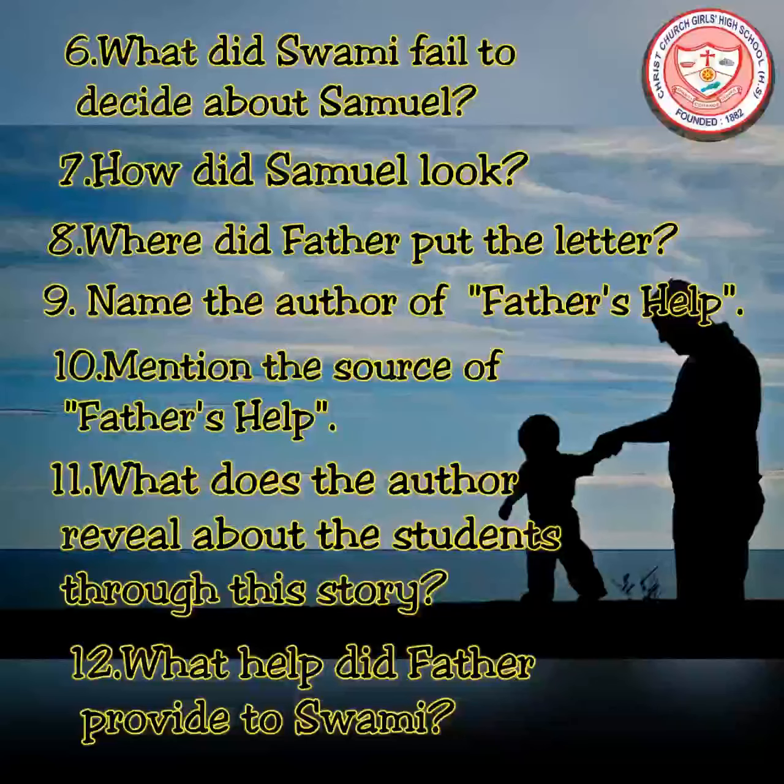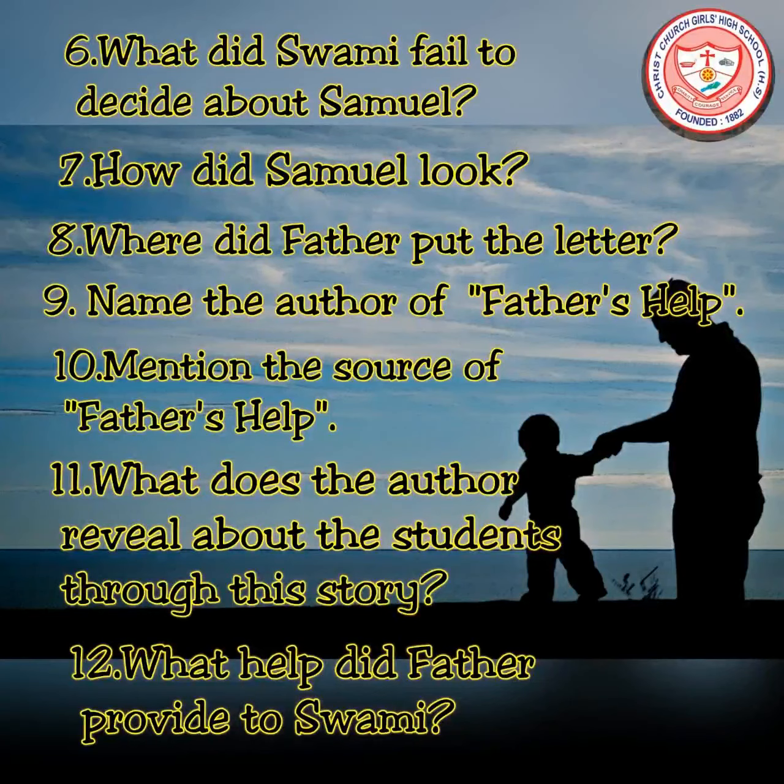Question number 6. What did Swami fail to decide about Samuel? Number 7. How did Samuel look? Number 8. Where did father put the letter? Number 9. Name the author of Father's Help. Number 10. Mention the source of Father's Help. Number 11. What does the author reveal about the students through this story? Number 12. What help did Father provide to Swami?